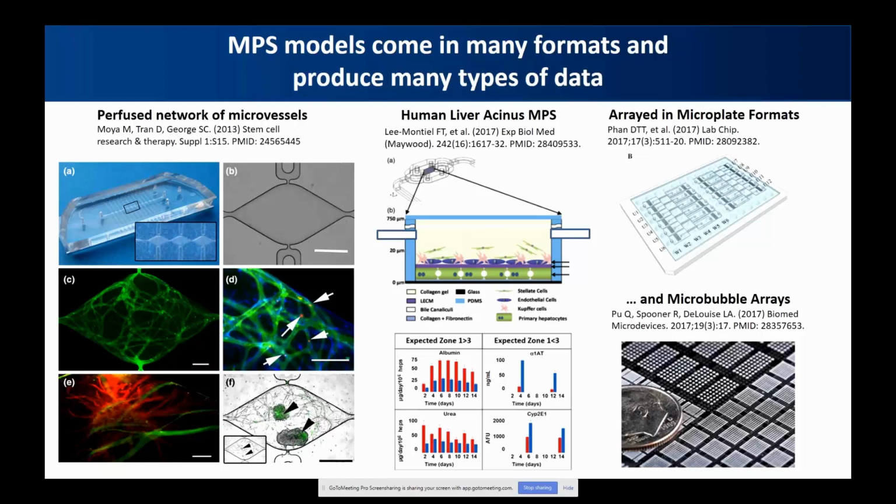In the middle, we have the human liver microfluidic model that we developed here at the University of Pittsburgh. It's more of a discrete device that tries to mimic the liver acinus, which is the basic functional unit of the liver. And in that model, we collect a wide variety of data: image data, biochemical data, ELISA data, mass spec data.